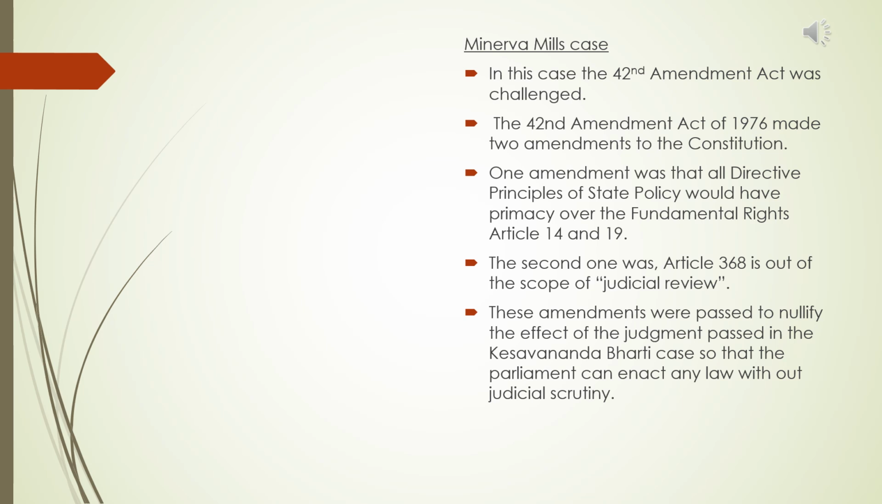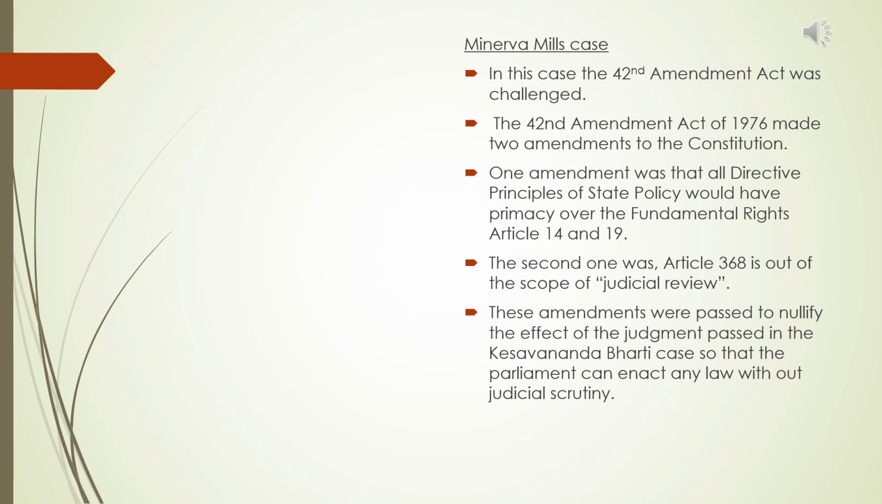Now we will move to the next case, that is Minerva Mills case. This case also upheld the doctrine of basic structure. Let's see how it was. In this case, the 42nd Amendment Act was challenged, and what was this 42nd Amendment? Through this 42nd Amendment, the Parliament declared that all directive principles of state policy would be supreme over the fundamental rights guaranteed by Article 14 and 19.